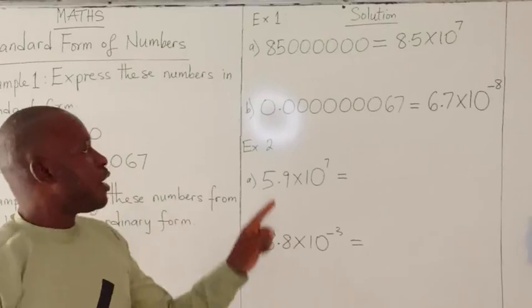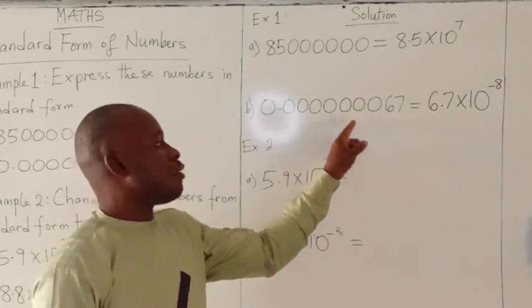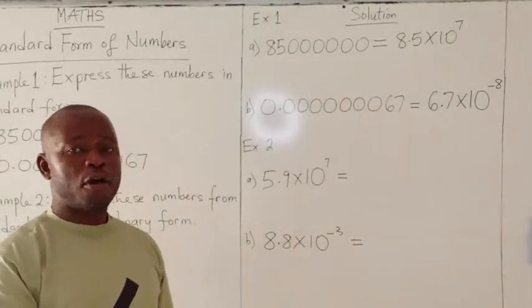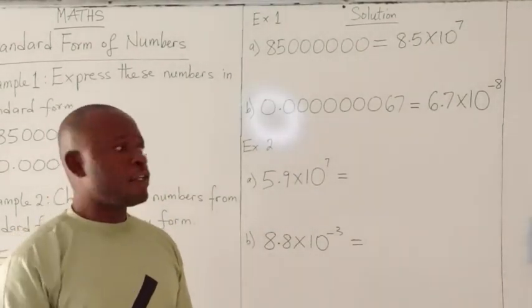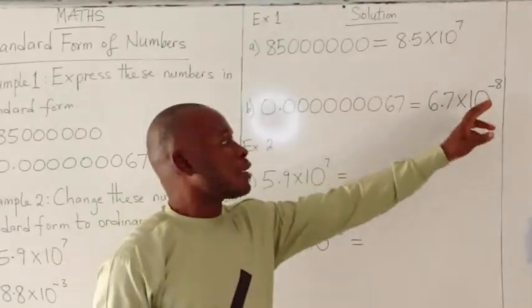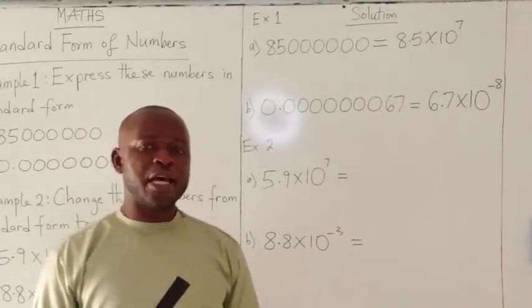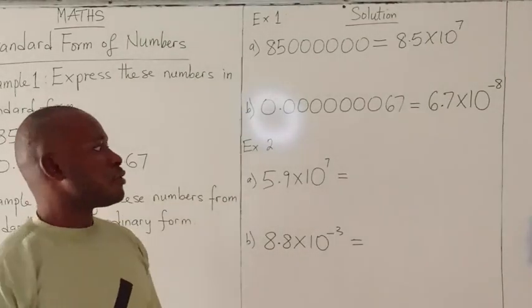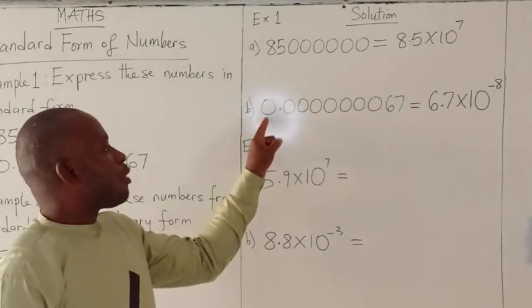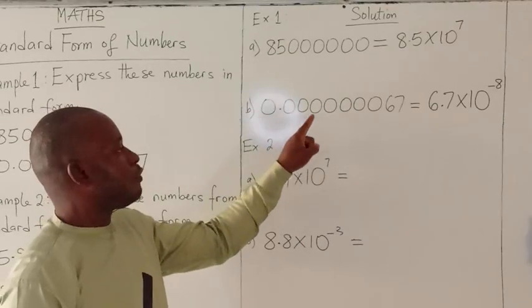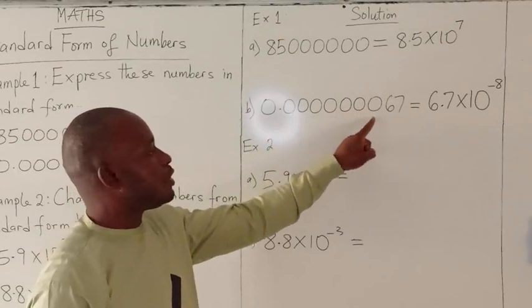Remember I said whenever you are changing a number that is less than 1 from ordinary form to standard form, the power of the term, the index of the term, must be a negative index. Is that clear? What if you don't understand that method? What other method can you use? Count the number of zeros here, starting from here. Count them. 1, 2, 3, 4, 5, 6, 7, 8.